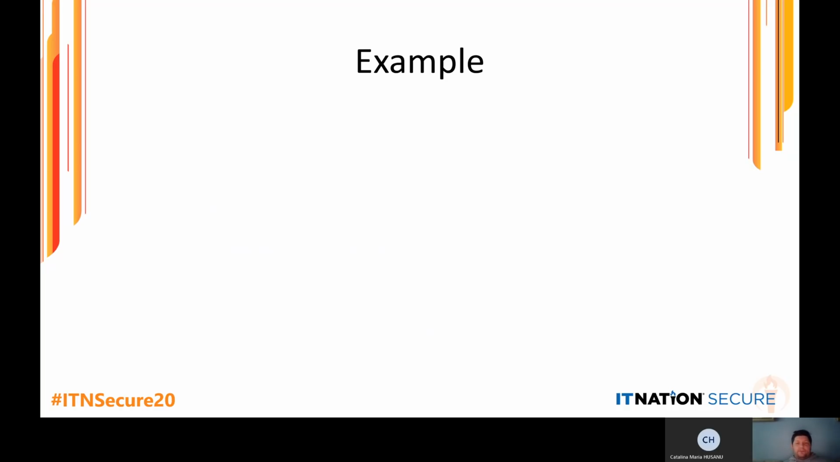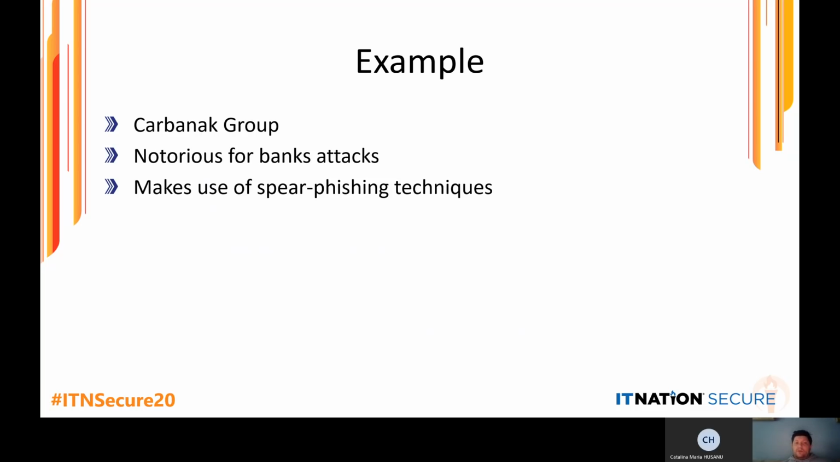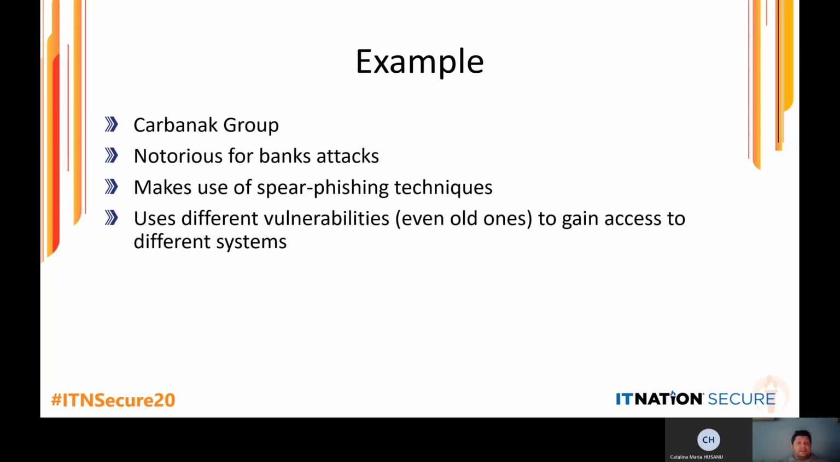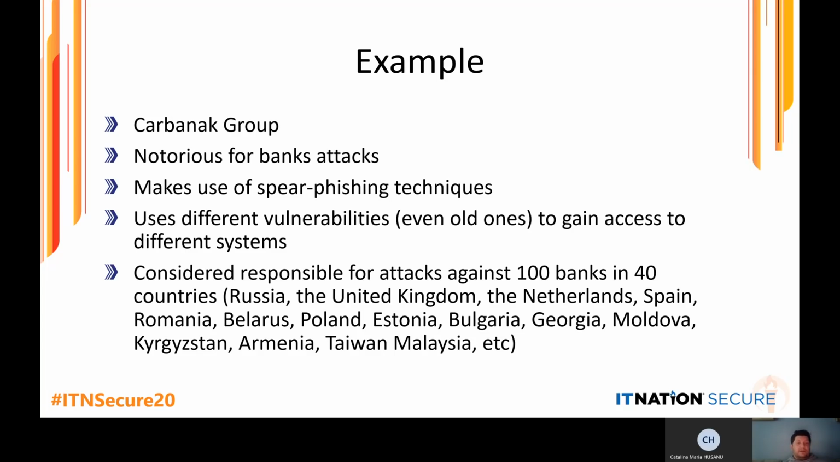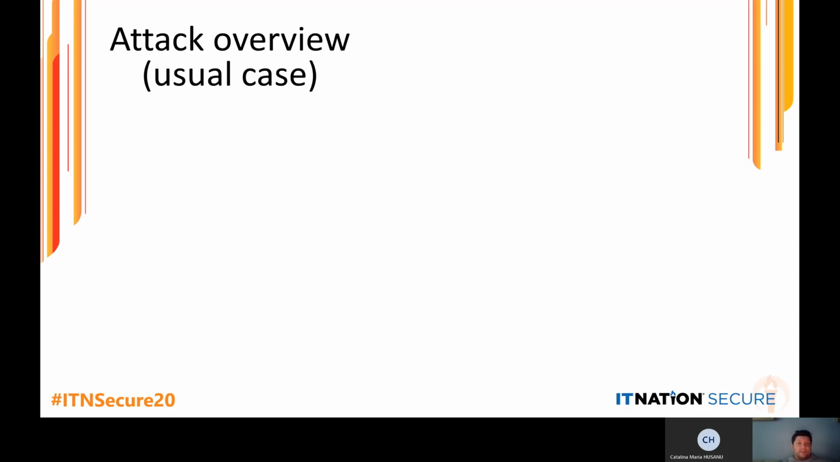Now, instead of talking about this, let's take a little example and discuss what could have happened in that case. I'm going to discuss an attack that was performed by the Carbanak Group. They are notorious for bank attacks, and usually they make use of spear phishing techniques and use different vulnerabilities, even old ones, to gain access to different systems. They are considered to be responsible for attacks against more than 100 banks in 40 countries. So let's see how the attack actually goes in this case.